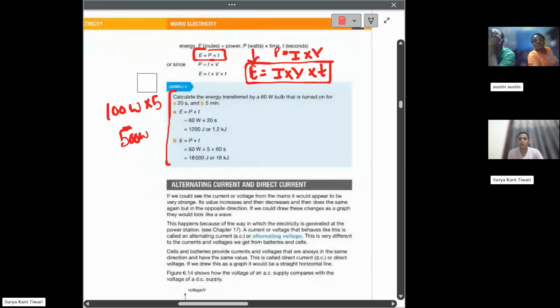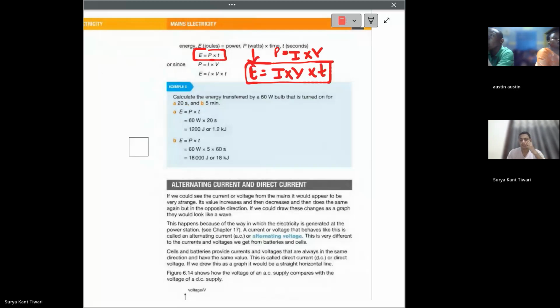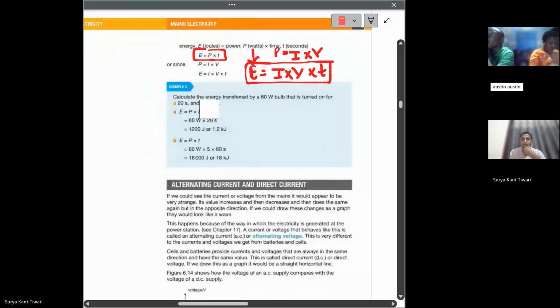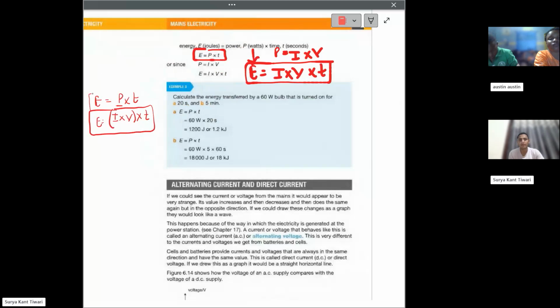You can do it very quickly. Is E equals I times V times T the same formula as E equals P times T? Yes, E is equal to P times T, I just told you. But you already know P can be written as I times V. So E is I times V multiplied by T. This is also E, right? They are the very same formula.